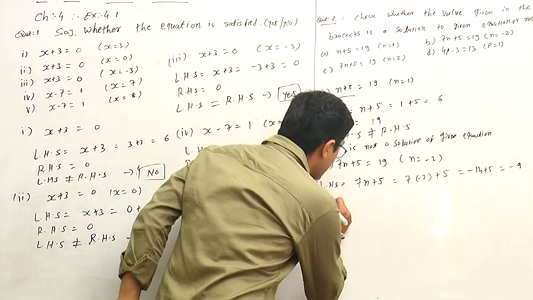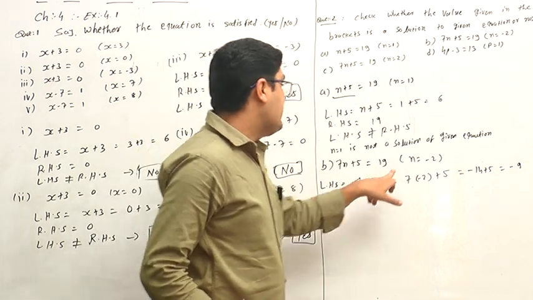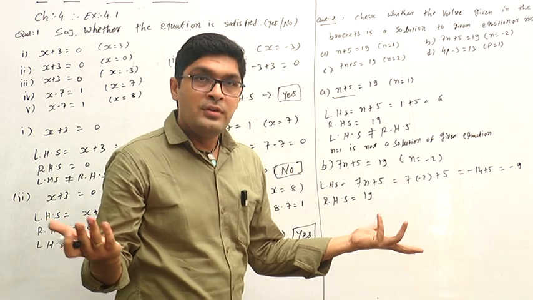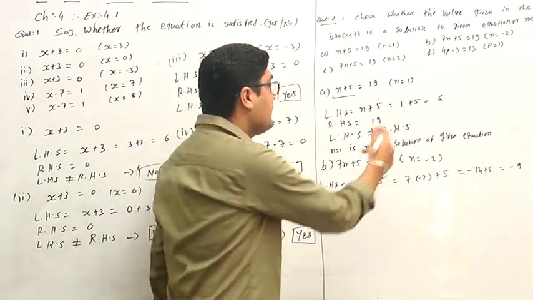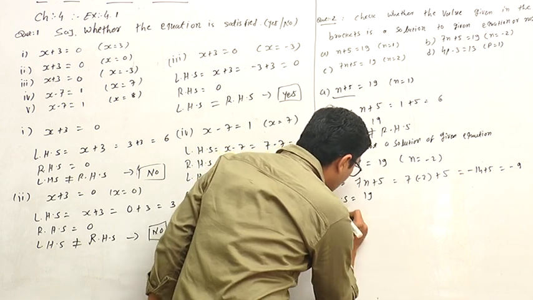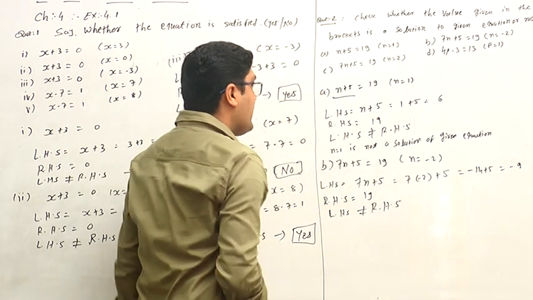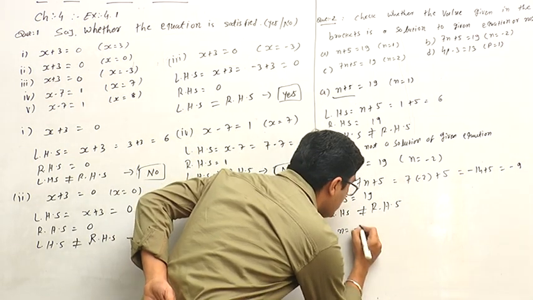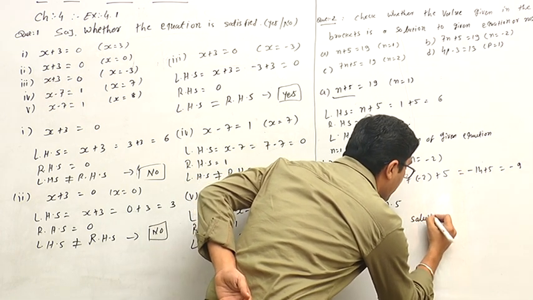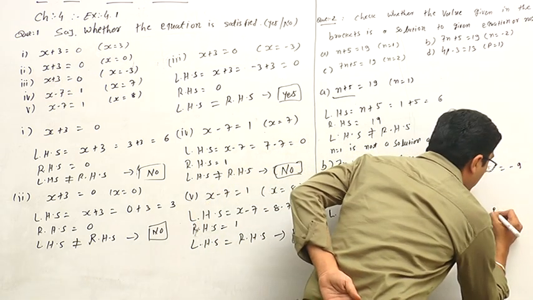What is the right hand side? Our right hand side is 19. Okay. Is that matching? No. So again, n equal to minus 2 is not a solution. So we write here LHS is not equal to RHS. So we again write the statement: n equal to minus 2 is not a solution of the given equation.